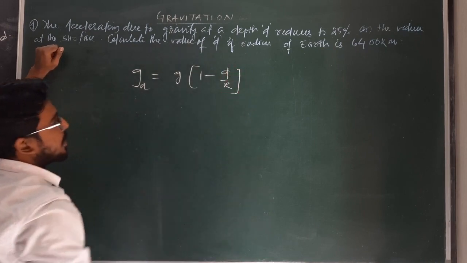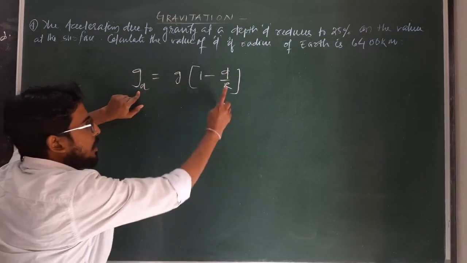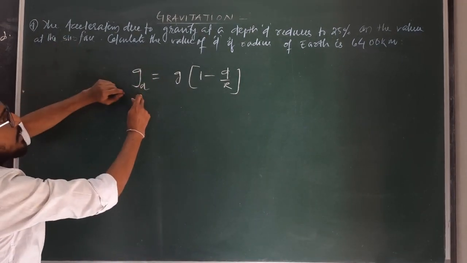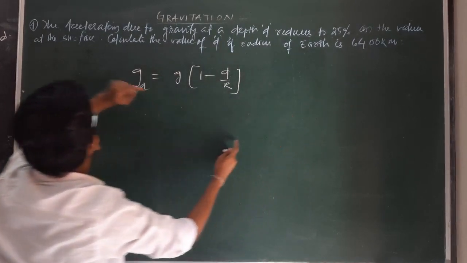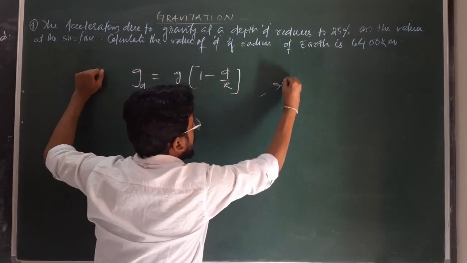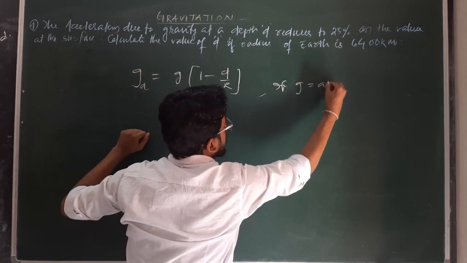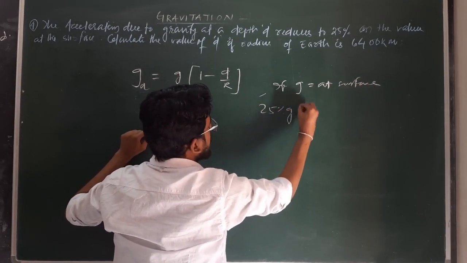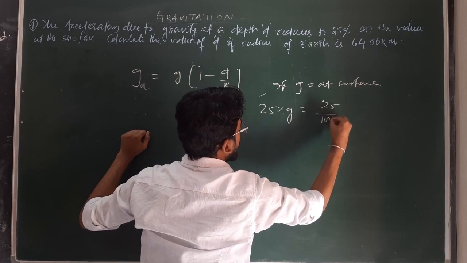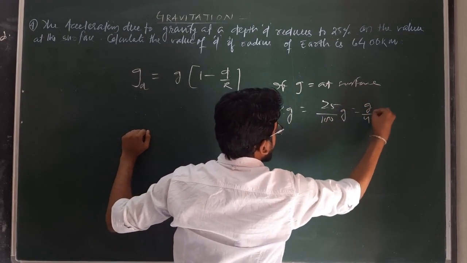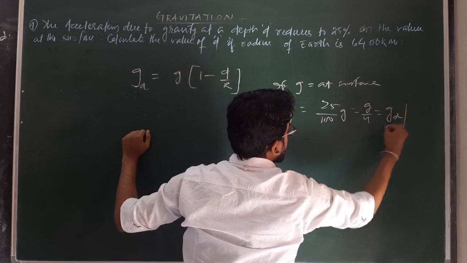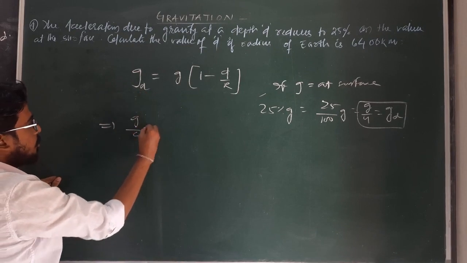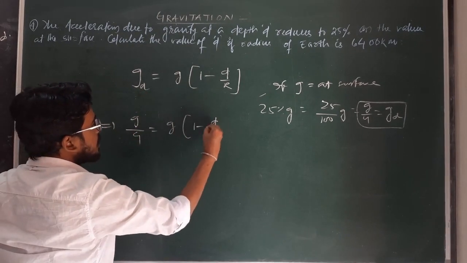What is d? D is the depth where we have to measure the gravitational acceleration, and r is the radius of the Earth. So here the gravitational acceleration at a depth d is given as 25% of the value at the surface. So if g is the value at the surface, 25% of g, which is equal to 25 divided by 100 of g, that is g by 4, is the value of gravitational acceleration at the depth d. Clear? So this implies you can write gd will be how much? G divided by 4 will be equal to g into 1 minus d by r.